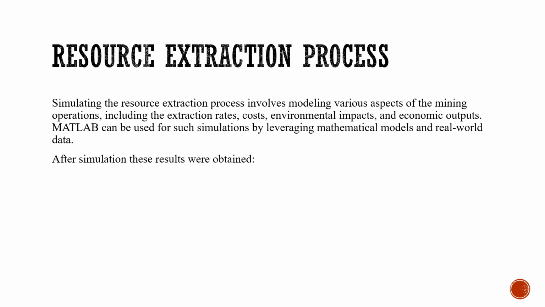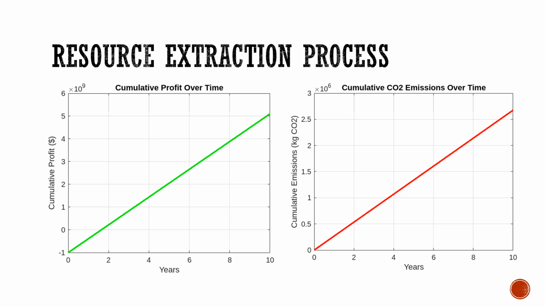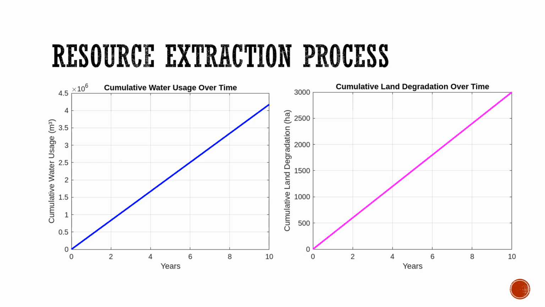So the next simulation was the resource extraction process. Simulating the resource extraction process involves modeling various aspects of the mining operations, including the extraction rates, costs, environmental impacts, and economic outputs. After simulation, these results were obtained. So this is a graph for the cumulative profit over time, a graph for cumulative carbon dioxide emissions over time, cumulative water usage over time, and the cumulative land degradation over time.